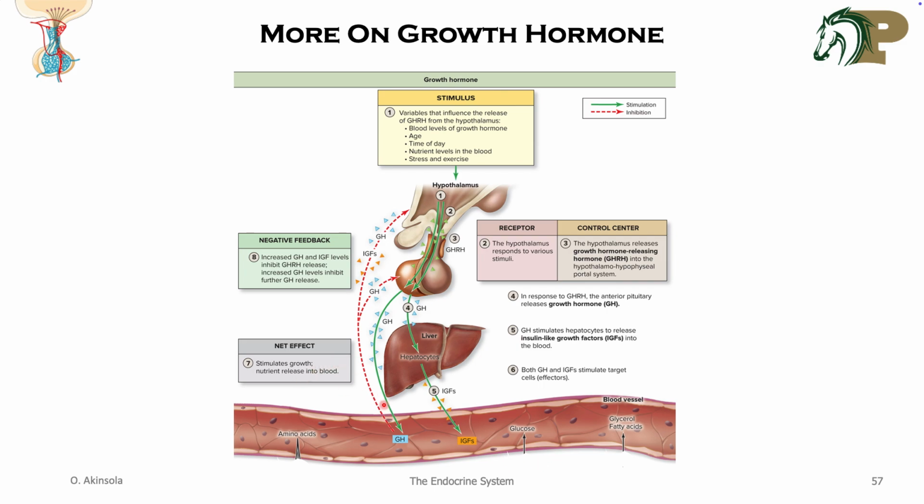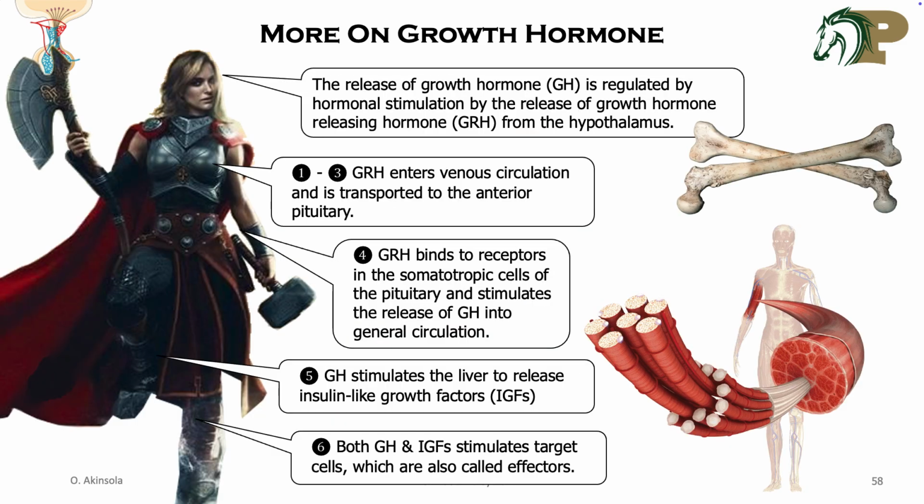Notice that GH can actually feed back to the pituitary and the hypothalamus to shut this whole process down, to keep GH levels at a reasonable level. So that's homeostasis in effect once again.